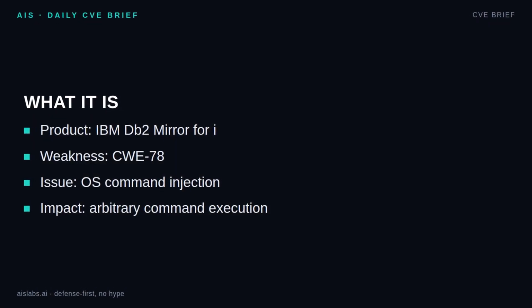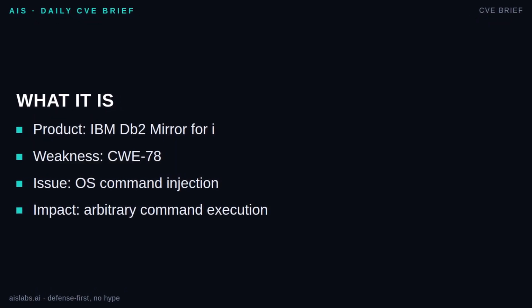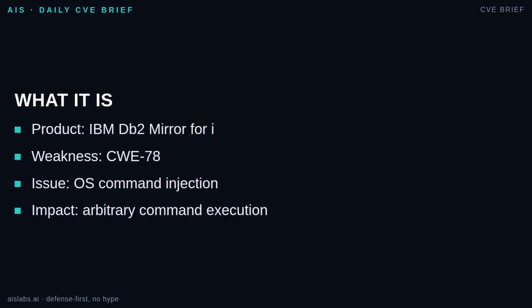CVE-2026-16956 affects IBM Db2 Mirror for i, specifically the product named in the NVD entry as IBM Db2 Mirror for i 7.4, 7.5, and 7.6. The weakness is CWE-78, improper neutralization of special elements used in an operating system command. That phrase sounds abstract, so here's the practical version.